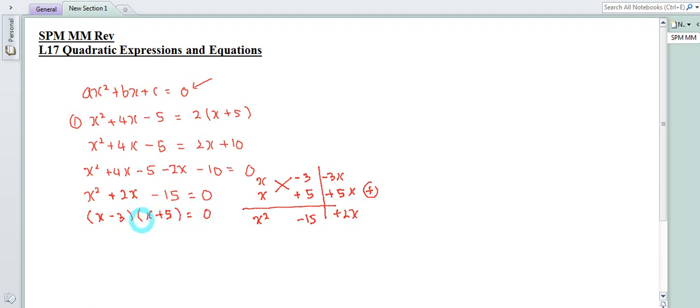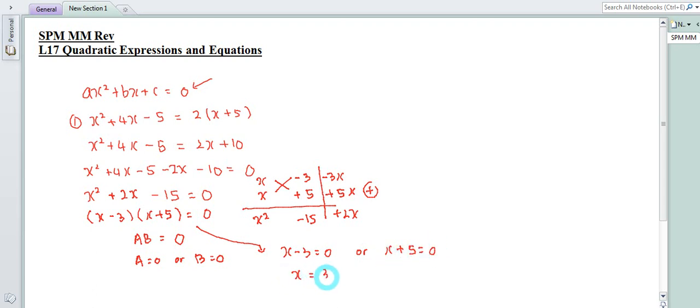Equals 0. Okay, now you have two things. Multiply each other, you get 0. Means that one of it must be 0. Okay, so let's say what I mean is like this: a times b equals 0. We know that a is equal to 0 or b is equal to 0, right? So the same thing here. X minus 3 equal to 0 or x plus 5 equal to 0. So x equal to 3, x equal to negative 5.